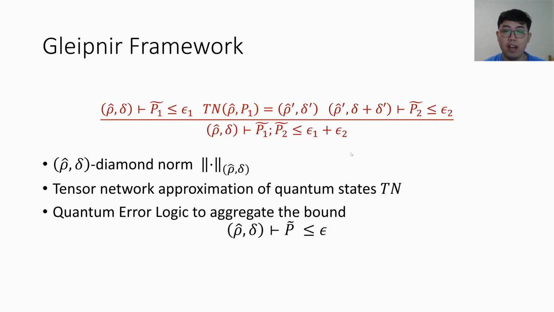Finally, we develop a lightweight quantum error logic based on the rho-delta diamond norm. Given the tensor network computation result in the previous step, we produce the judgment which states that the error of the noisy program P is bounded by epsilon when the input state is constrained by rho and delta.